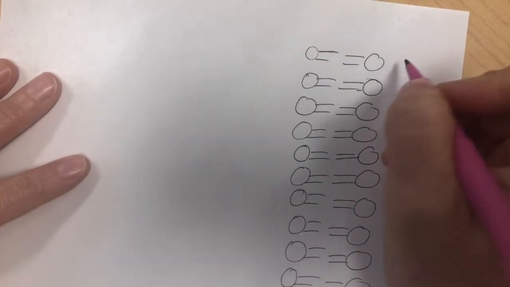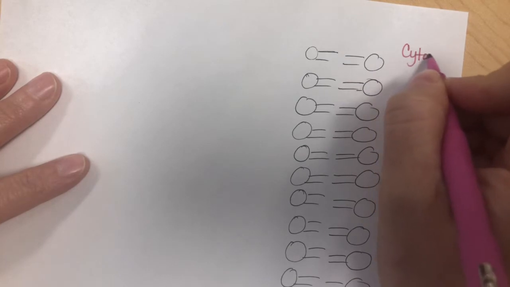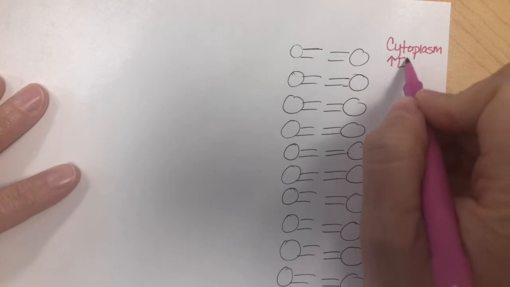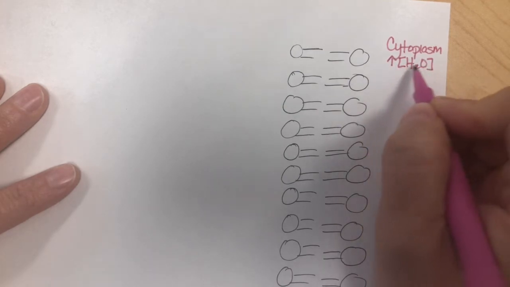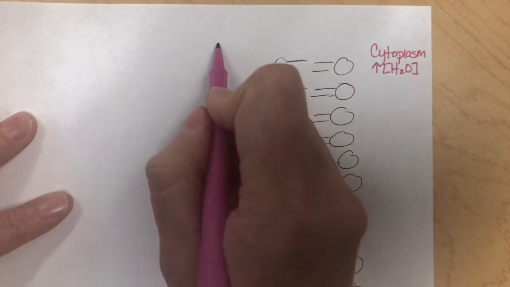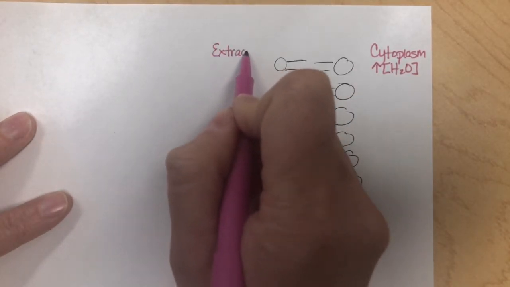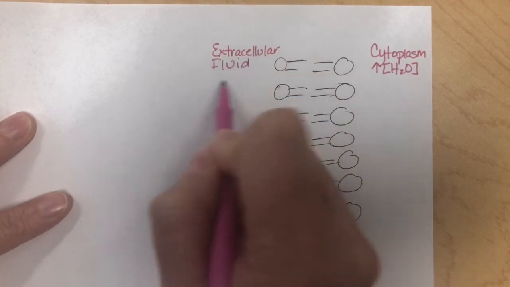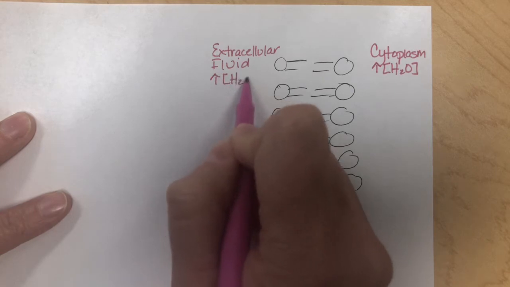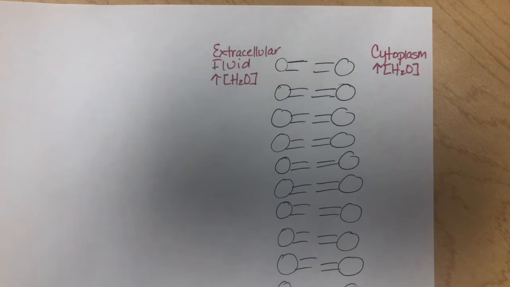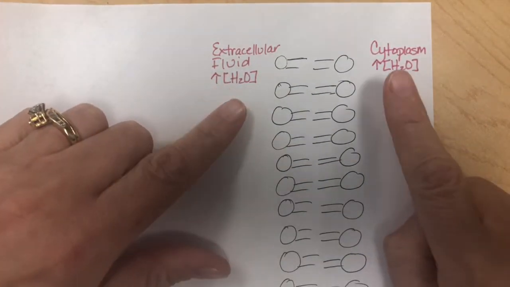So let's say this is the inside of the cell. Here's the cytoplasm, and the cytoplasm has a high concentration of water. These brackets mean concentration. The up arrow is just my shorthand for writing high. And if this is the outside of the cell, the fluid on the outside of the cell is called the extracellular fluid, and this also has a high concentration of water.